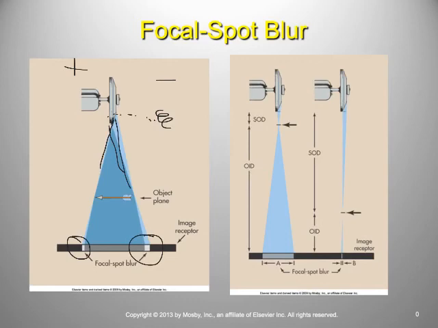You can see again, not only does the OID or the SOD play into magnification, it also can contribute to focal spot blur, right? So something that's further from the image receptor is going to have an increased blur to it, right? It's just going to be blurrier. Okay.